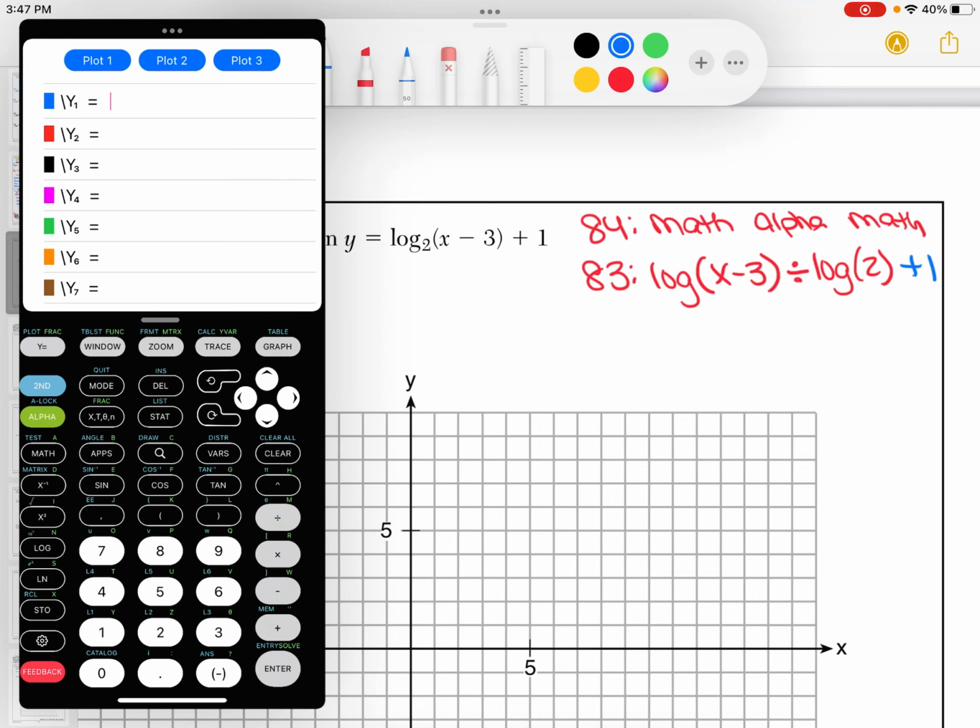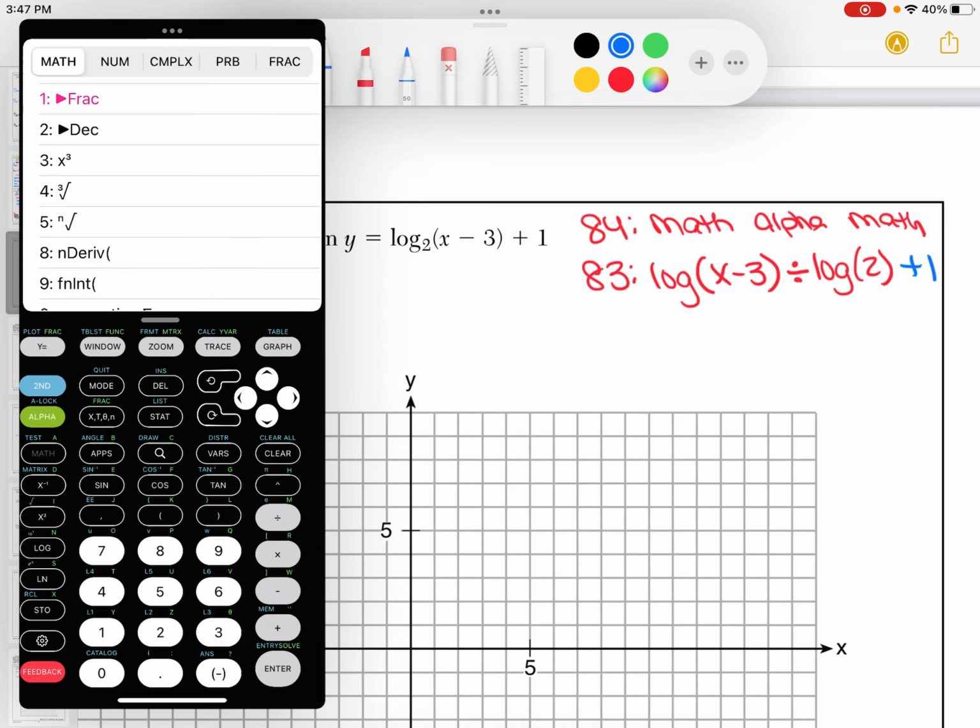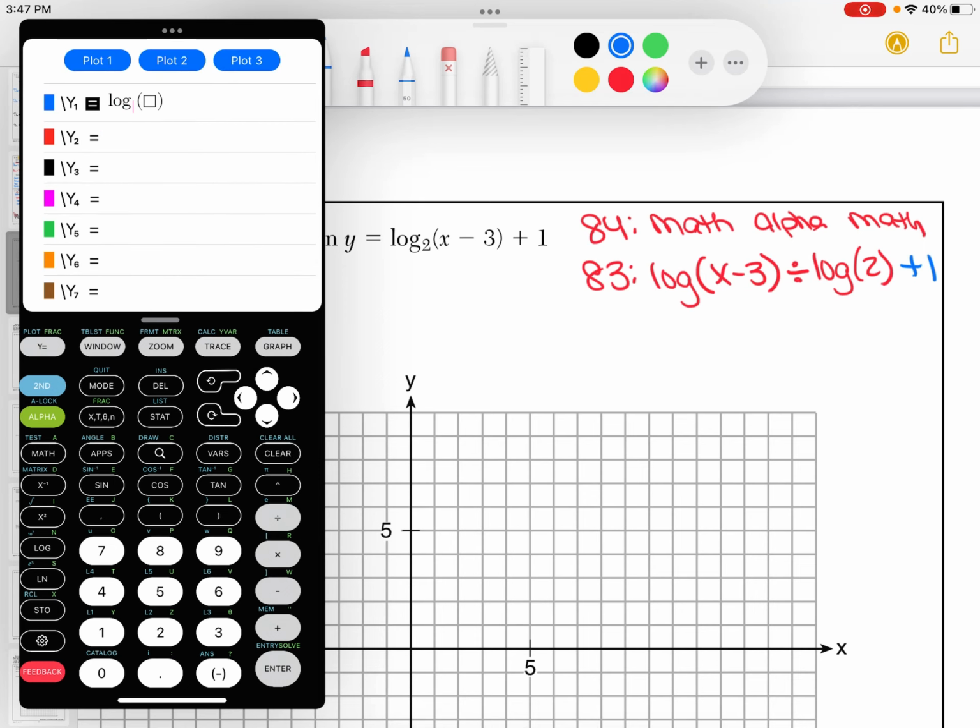So I go to my calculator, I go to my y equals. I'm going to do math, alpha, math. This is log base 2 of x minus 3. Get out of the parentheses and then plus 1. I am also going to type it in to show you for the 83 people. You press the log button next to the 7, of x minus 3, close your parentheses, divided by the log button again of 2, close your parentheses, plus 1.